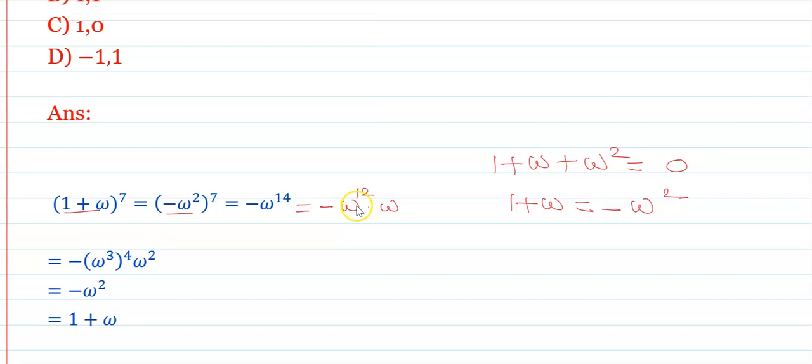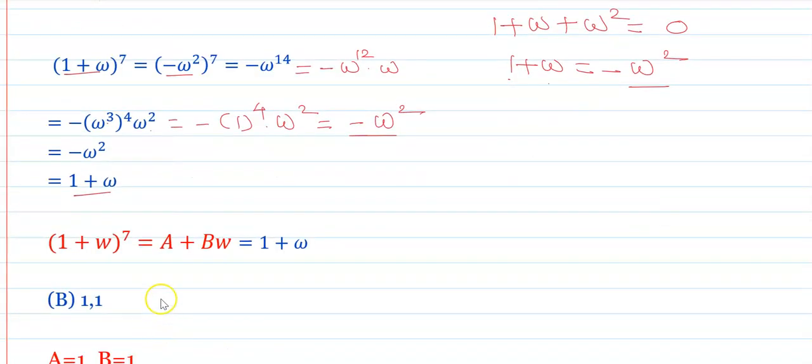But omega raised to 12 means omega cube, bracket raised to 4, into omega square. We know the value of omega cube is 1, so 1 raised to 4. So here we get minus 1 raised to 4 into omega square. Then you will get minus omega square. And hence, what is the value of minus omega square? Minus omega square means 1 plus omega.